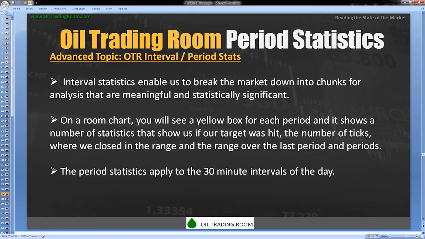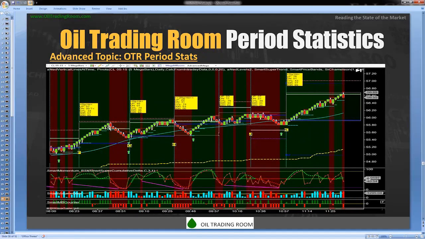Period statistics apply to the 30-minute intervals of the day. See these little boxes here. This chart's kind of stretched out because I had to fit it in here. Okay, this one's telling me F period. The range is hit. We went up 57. We went down 0. The open is that blue line right there. We closed in the upper 33% of the range.